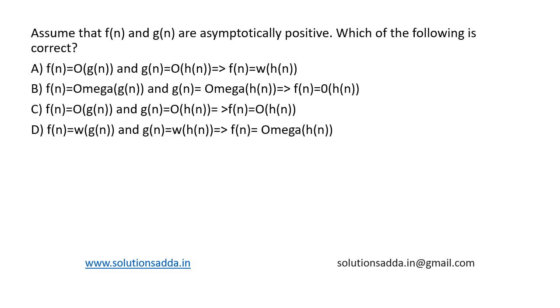This is a question from algorithms. Assume that f of n and g of n are asymptotically positive. Which of the following is correct? So before we solve this question, let's understand the three main asymptotic notations.